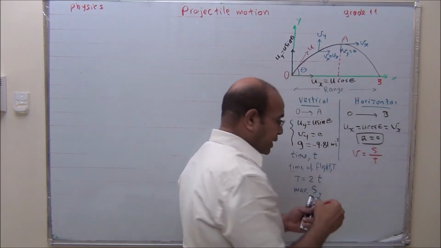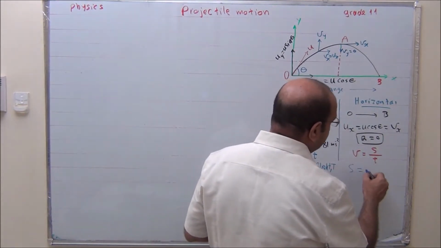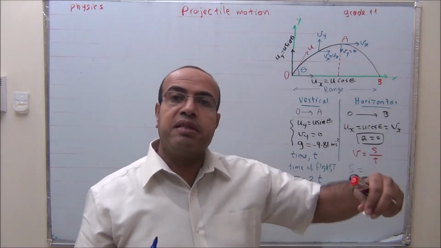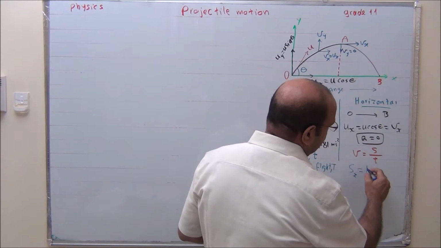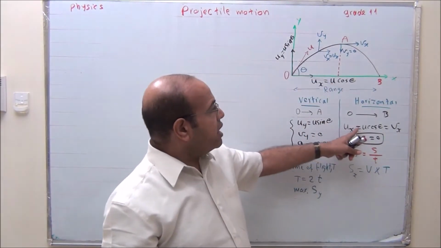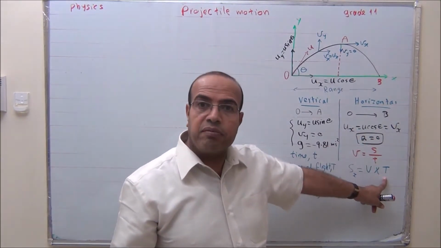From this, we can get S. S in this part represents the range, the maximum horizontal distance. So let this be Sx. Sx equals V multiplied by time. V is the horizontal velocity, and T is the time of flight.